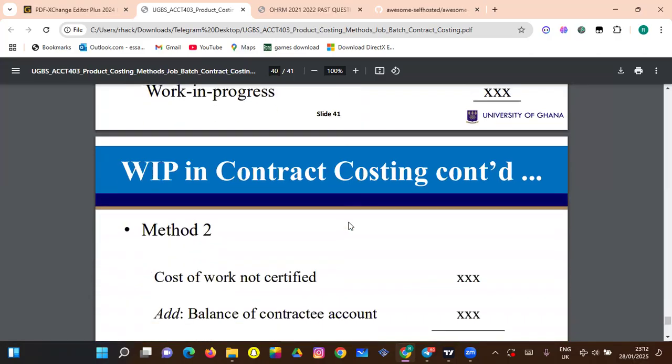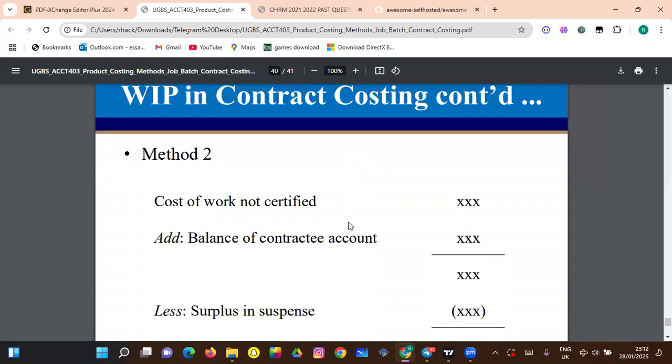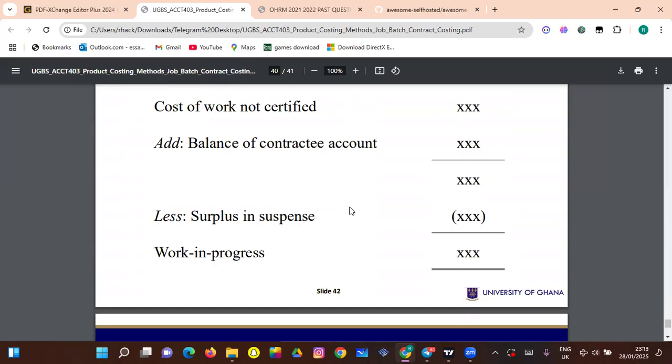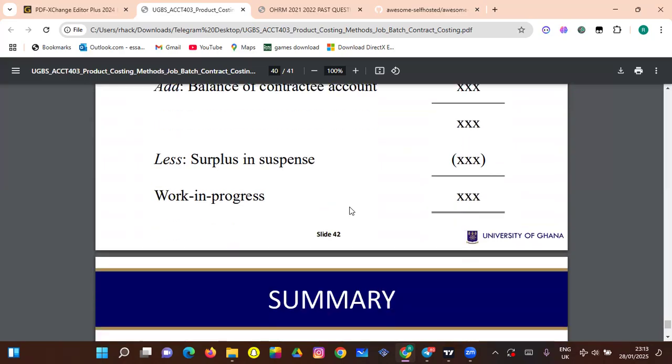So work in progress in contract costing, this is basically its method two. Cost of work not certified. We add balance to the contractee's account, less surplus in suspense. Then our difference becomes our work in progress.